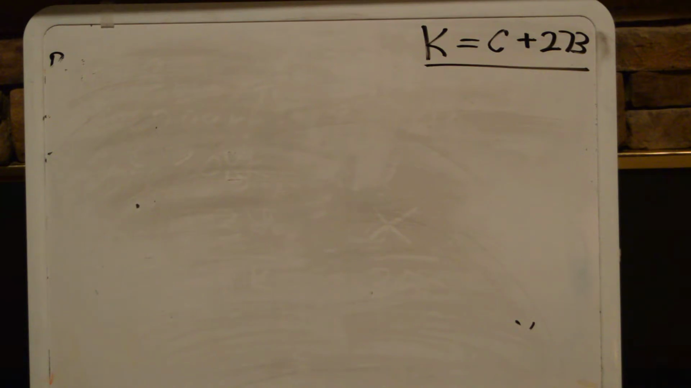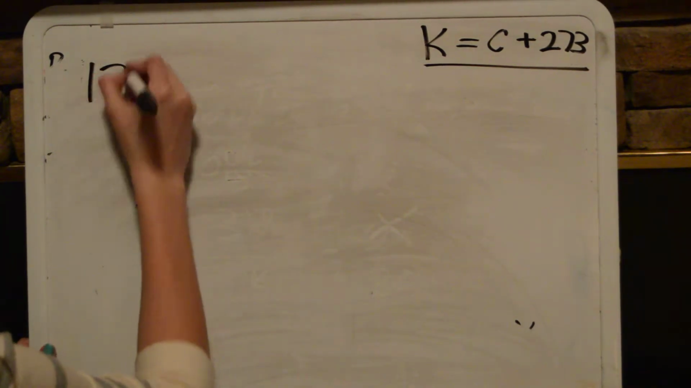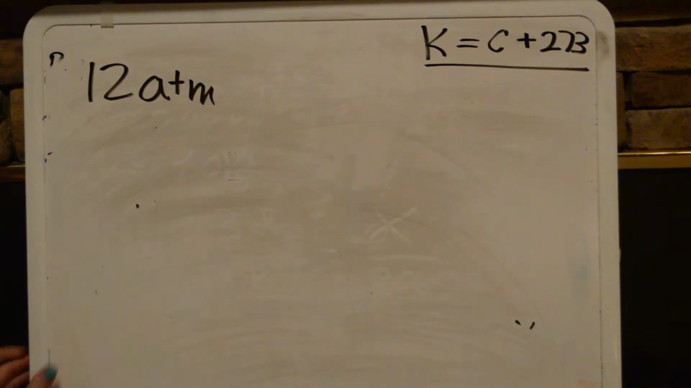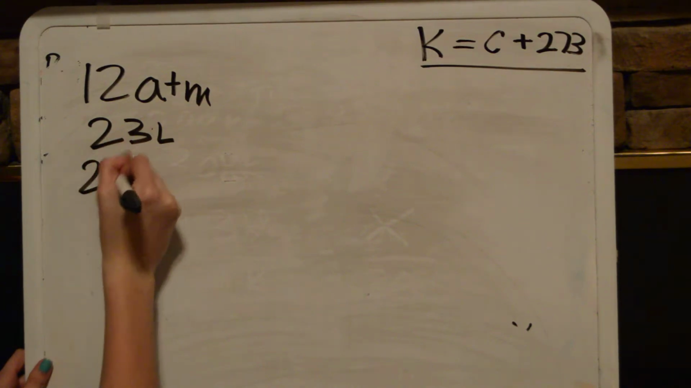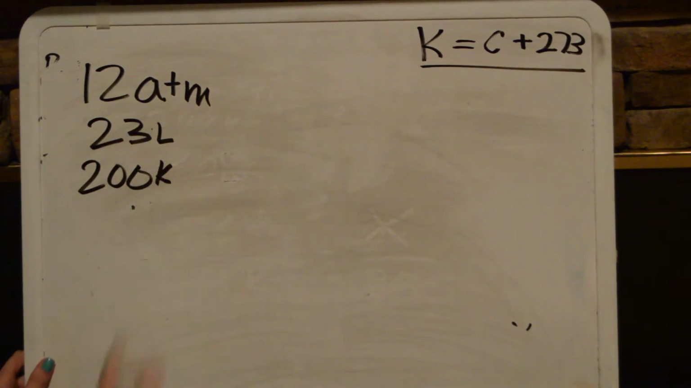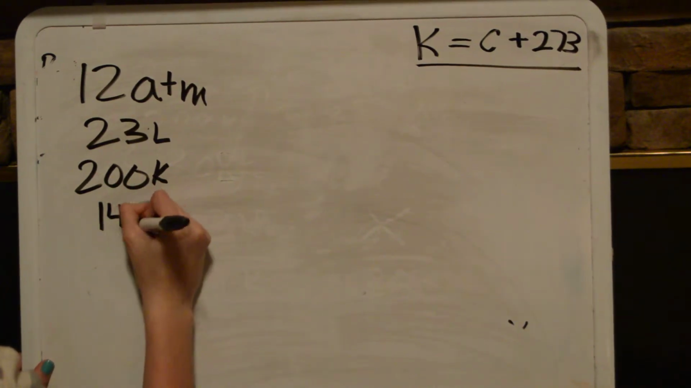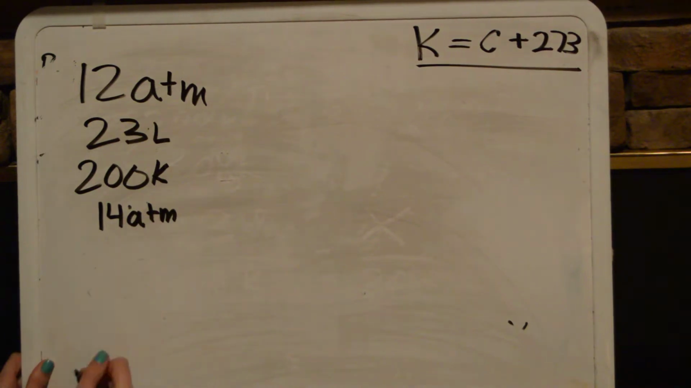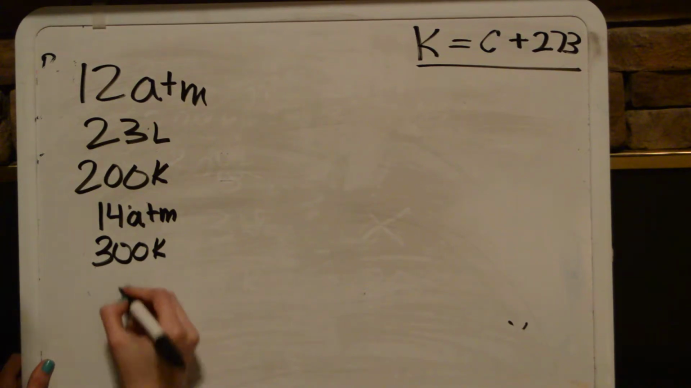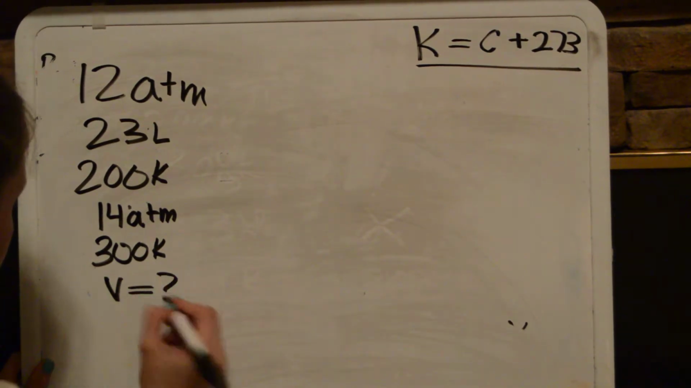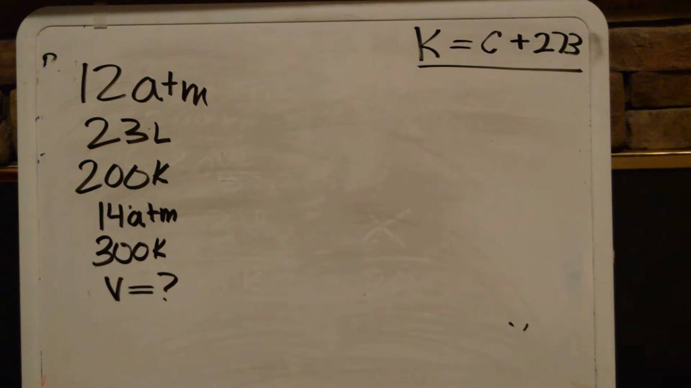If I initially have a gas at a pressure of 12 atm, and a volume of 23 liters and a temperature of 200 Kelvin, and then I raise the pressure to 14 atm and increase the temperature to 300 Kelvin, what is the new volume? Don't freak out. I can see it in your eyes. You're thinking, this is so many variables. What are we going to do?